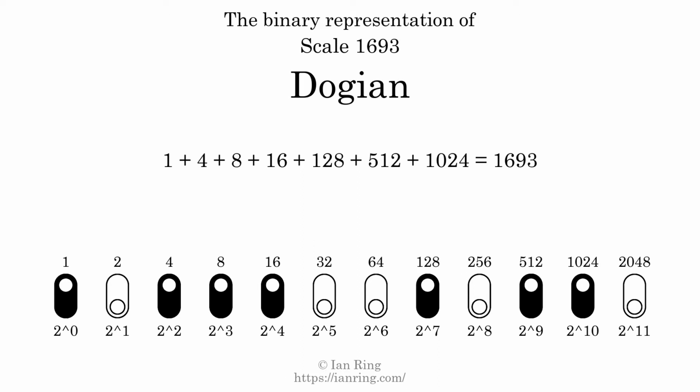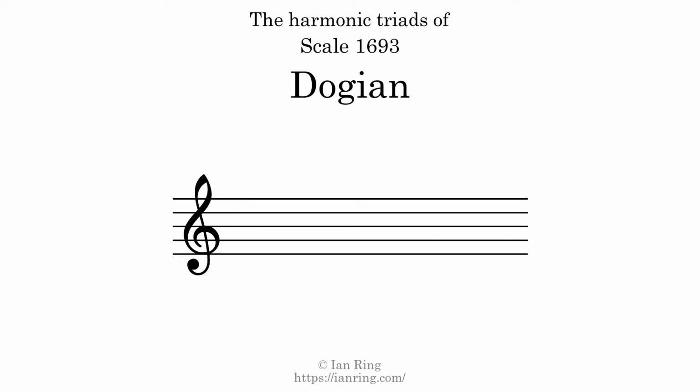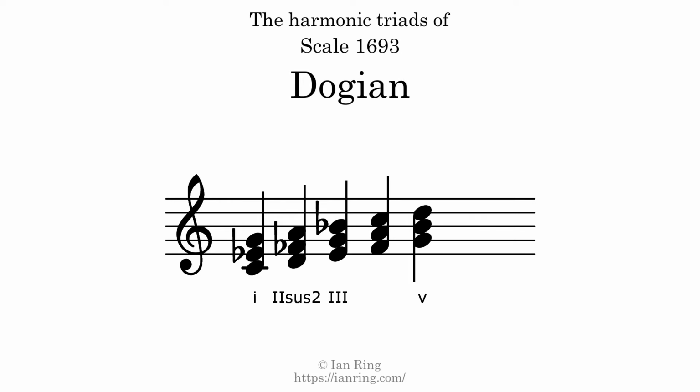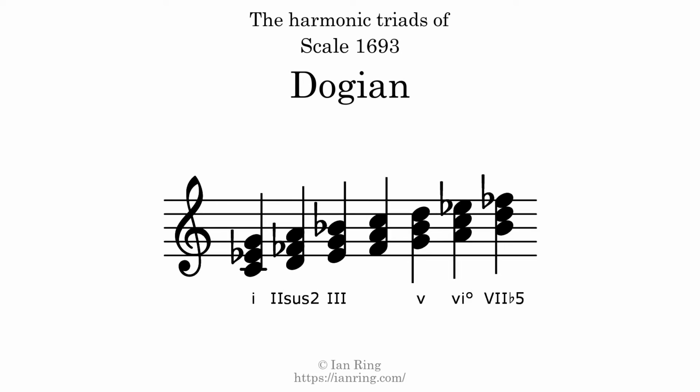1693. The scale number not only enumerates the scale with a unique index, but it also literally describes the tonal content of the scale. Represented as a binary number in base 2, the scale number is 0110100111101. Here are the harmonic triads present in this scale. Minor, sus2, major, unnamed, minor, diminished, major flat 5.